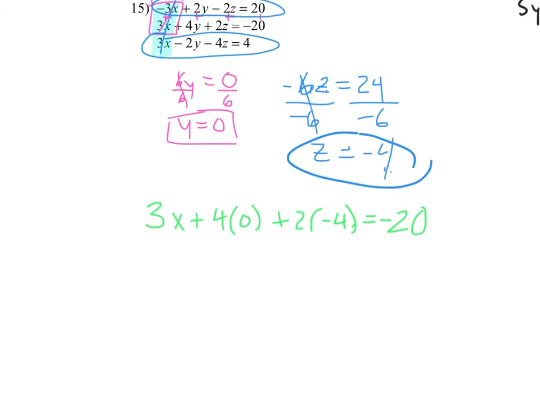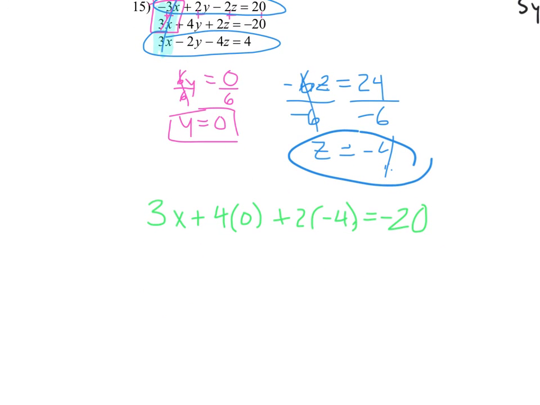Now we're solving for x, so what do we need to do? Distribute, so we just multiply. So we have 3x. What's 4 times 0? 0, so we don't even need to write it. What's 2 times negative 4? Negative 8, and that's equal to negative 20. What do we do next?